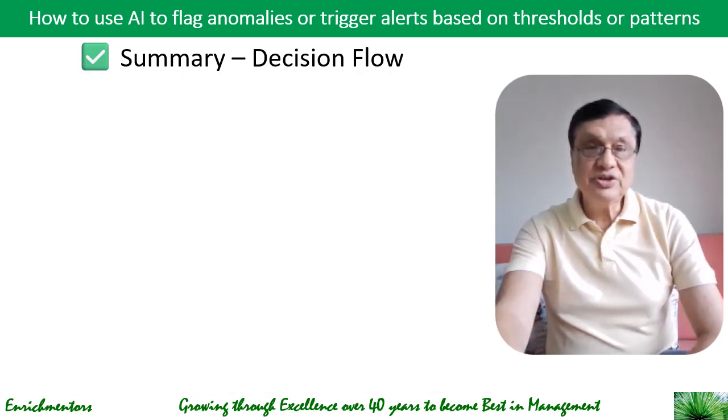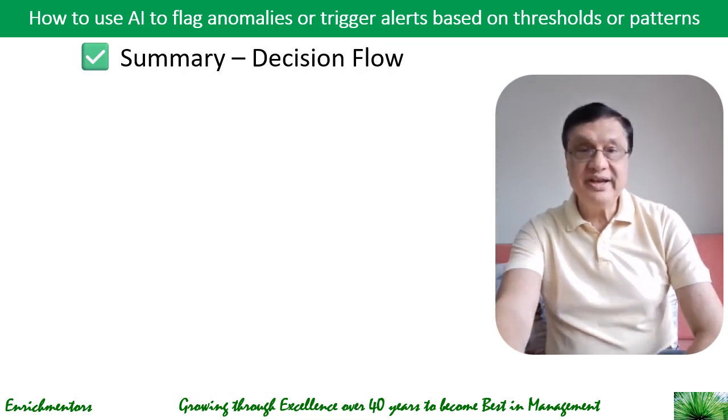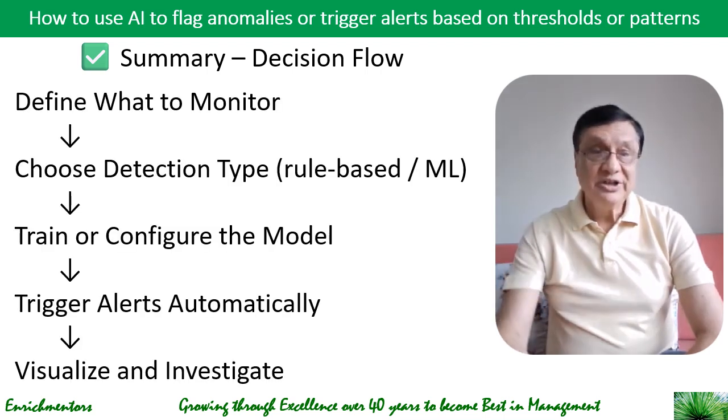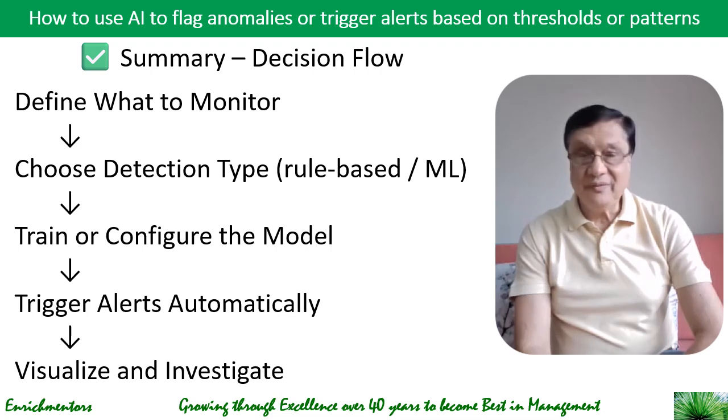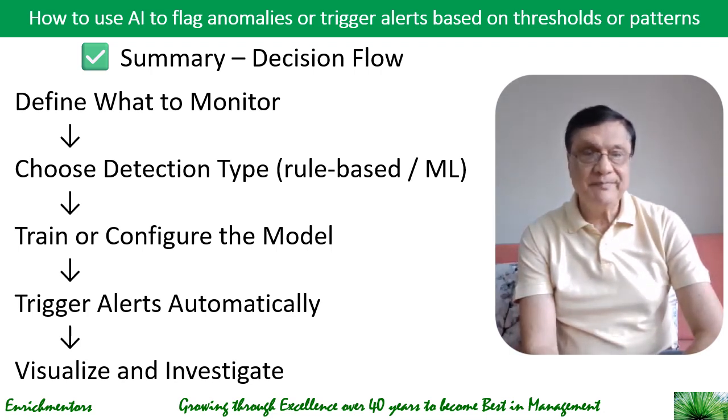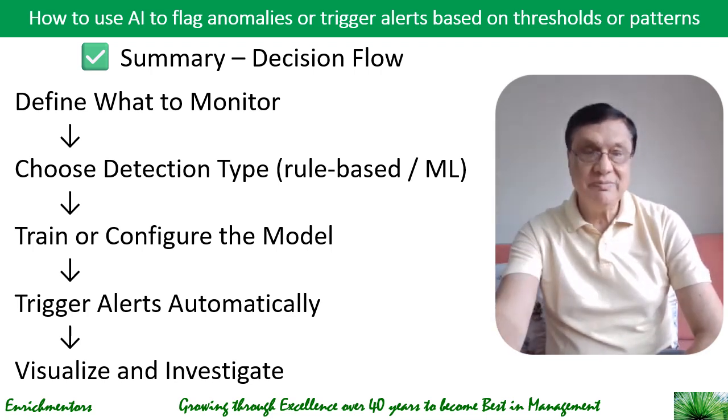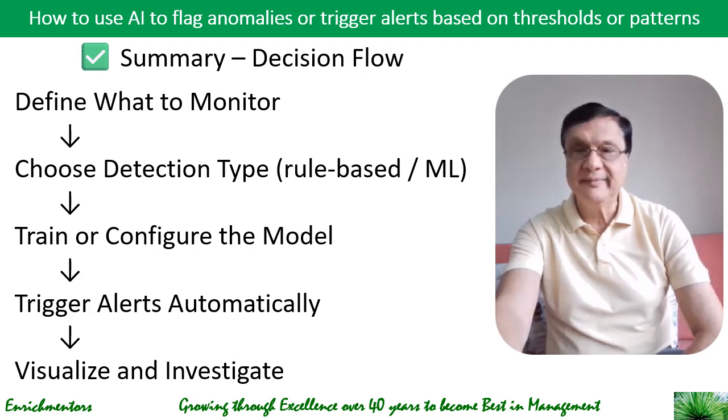Let's summarize the decision flow to use AI to flag anomalies or trigger alerts based on thresholds and patterns. You start by defining what to monitor, obviously. Then you choose the detection type. Is it rule-based? Is it machine learning? Then you train and configure the model. And then trigger alerts automatically. And then visualize and investigate. So simple 5 steps, but a lot of work to be done.